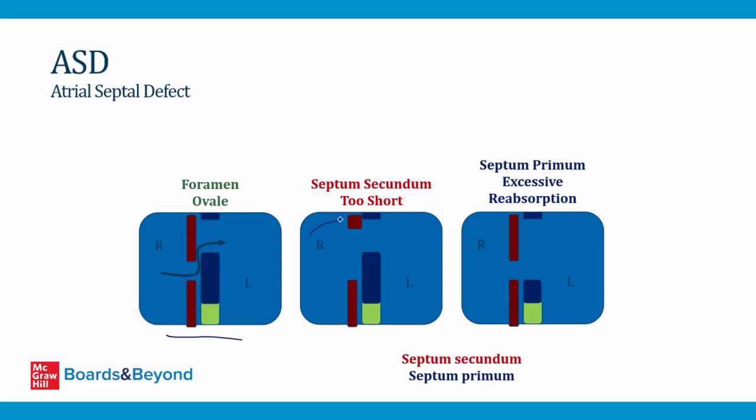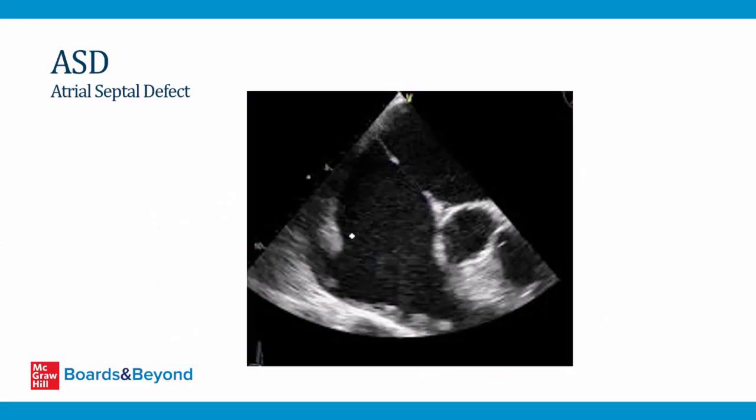But if the septum secundum here in red is too short, then you can have a hole here, and that's a secundum type ASD. The other way you could get it is if the septum secundum grows normally here, but the septum primum gets excessively reabsorbed. So you have a big hole here instead of a small one like you're supposed to have. Either of these two abnormalities will lead to a persistent communication between the right and left heart that is a secundum type ASD.